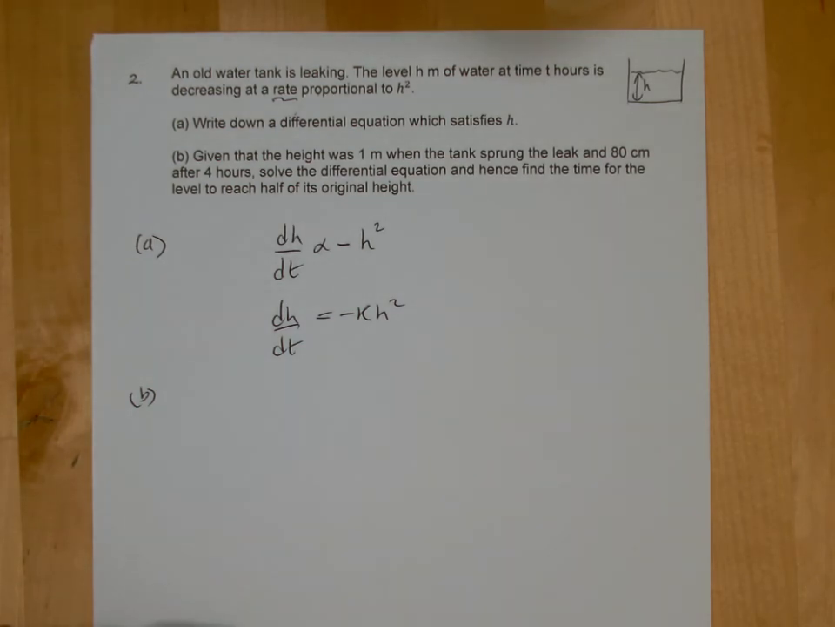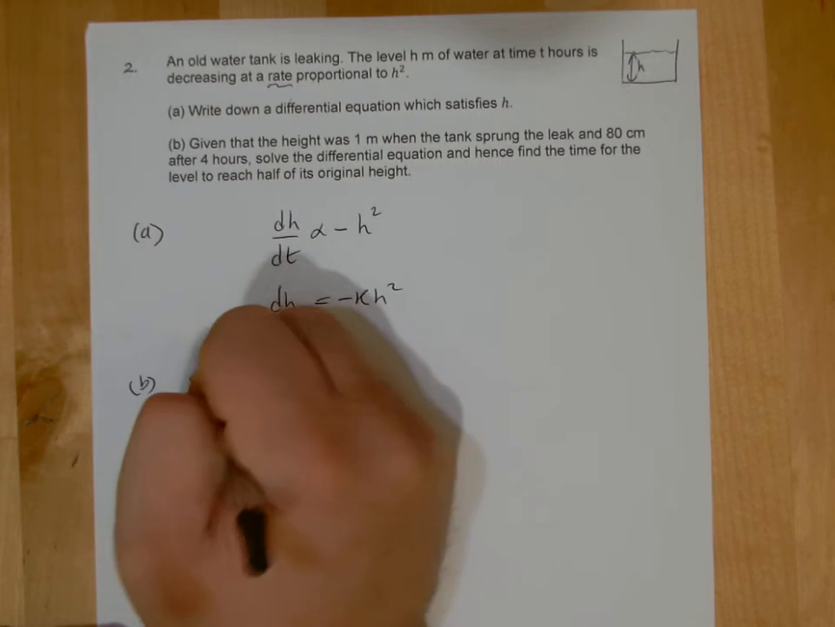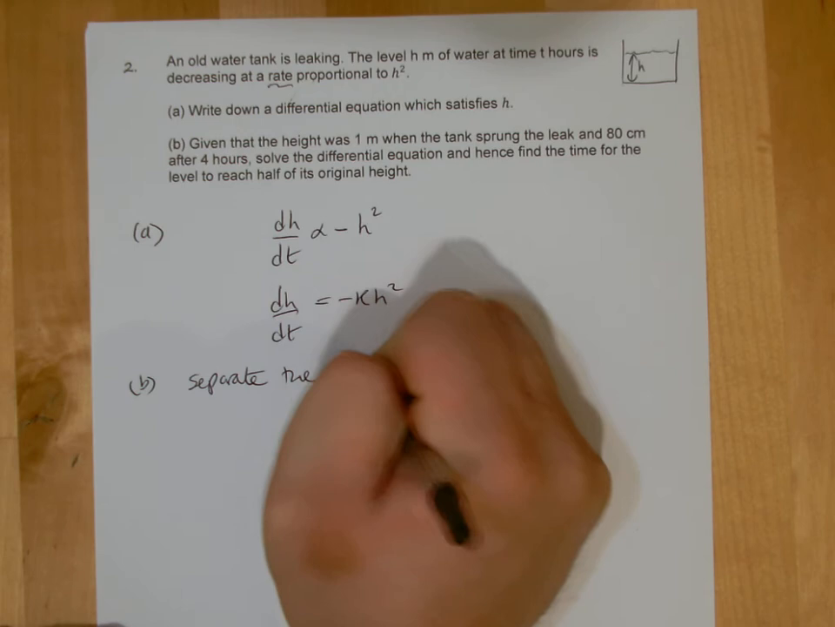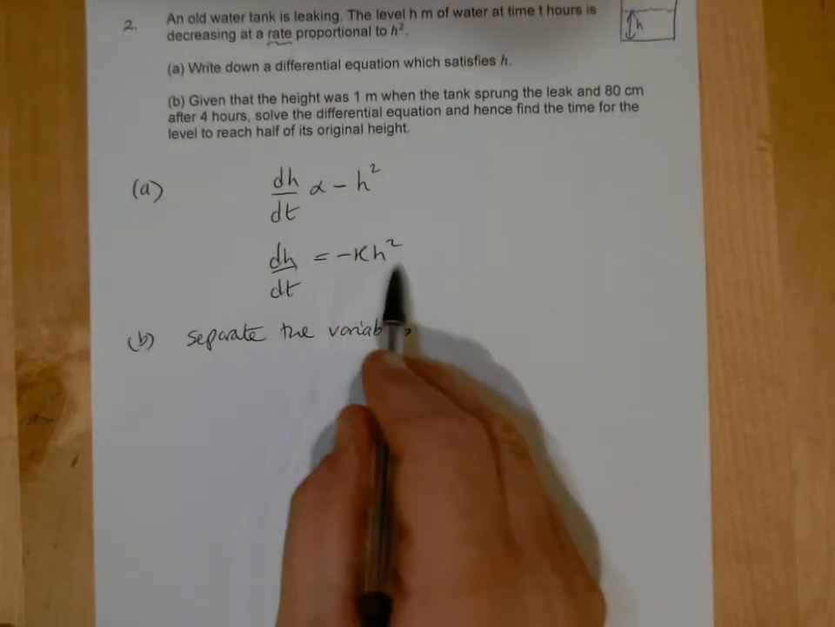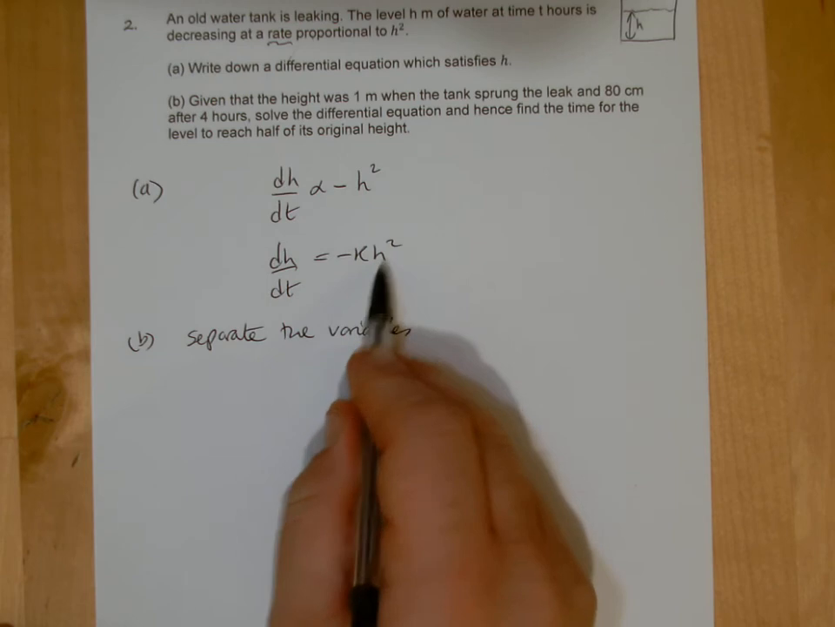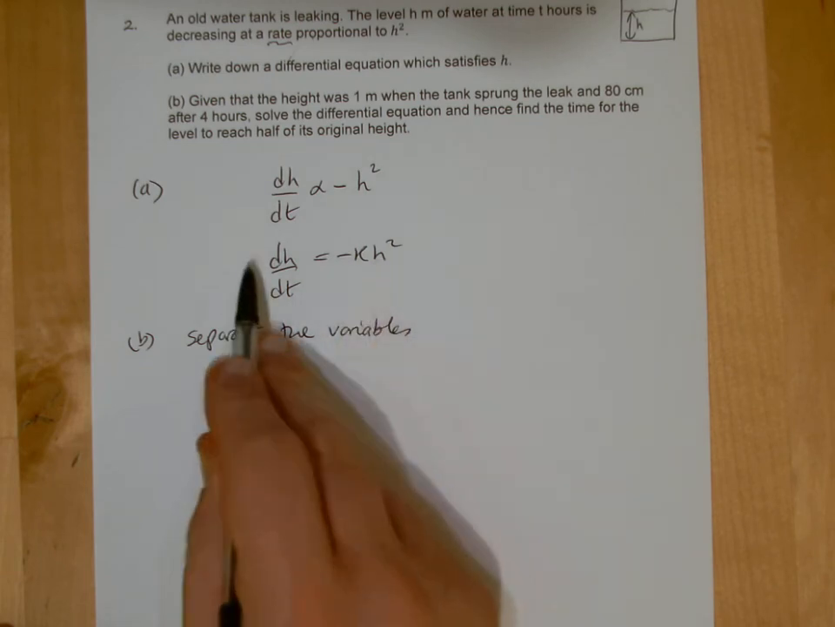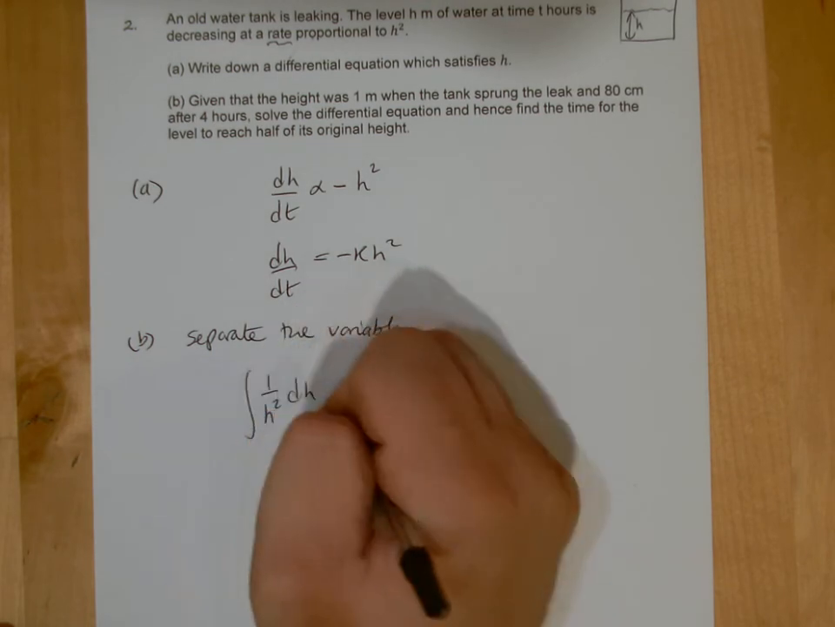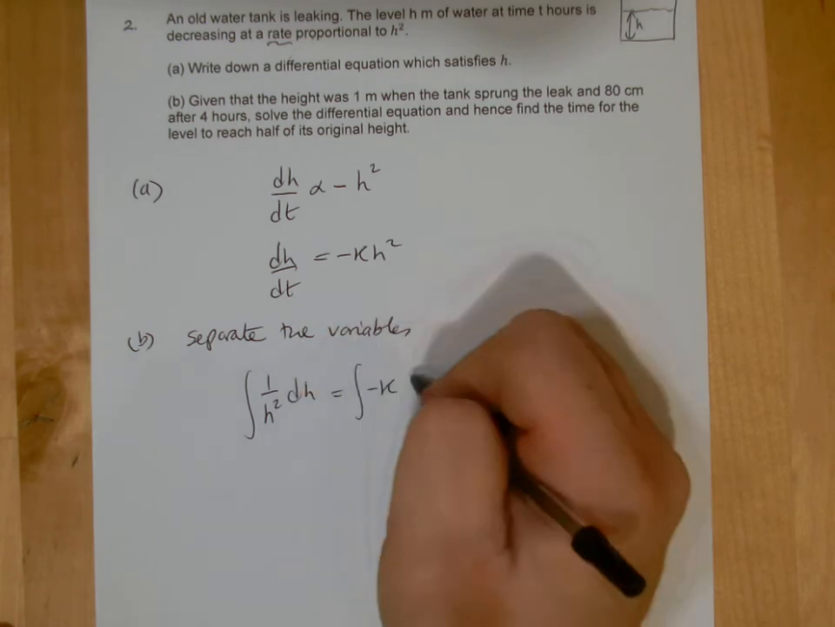So let's separate the variables as we've done before. Well, we have the h's on one side, so this is h squared. Let's take that over. H squared's on top here. Take it over, and we've got 1 here, so 1 over h squared with respect to h. Keep the minus k there, and take the dt up.